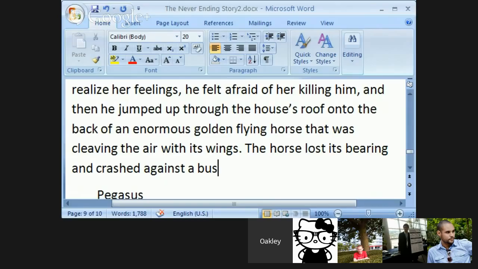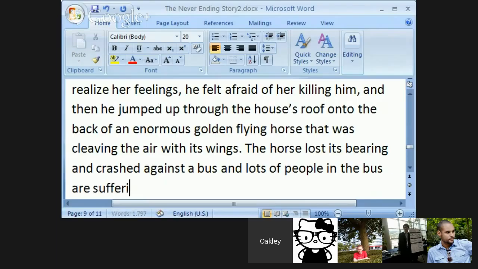And lots of people are suffering into the bus, and some others are shouting, screaming. I don't know. Okay, wait a minute. Slow down. And lots of people in the bus? In the bus are suffering into the bus. Okay, no, suffering, and some others are shouting. Okay.